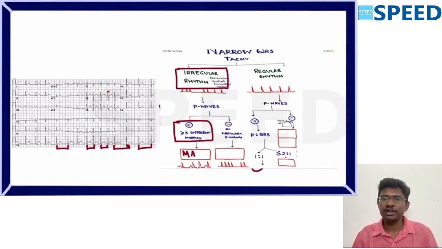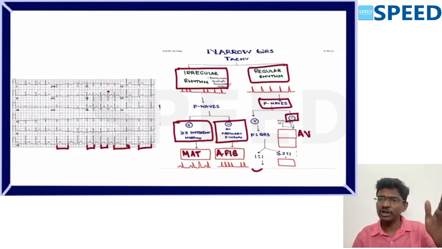Okay, so irregular rhythm, only two diagnoses, MAT or AFib. If it is a regular rhythm, then look for the P waves. If P waves are absent, then that means your tachycardia is originating from the AV node. So it can be PSVT or the famous AV nodal re-entry tachycardia, AVNRT.